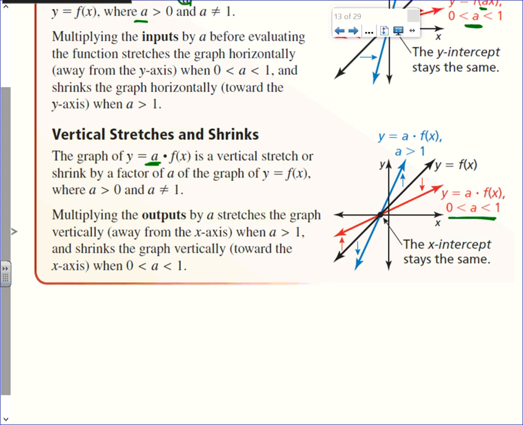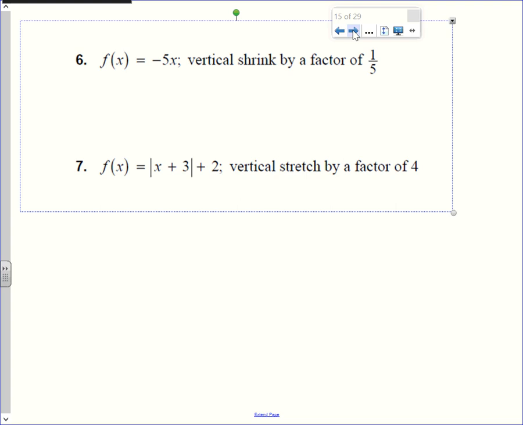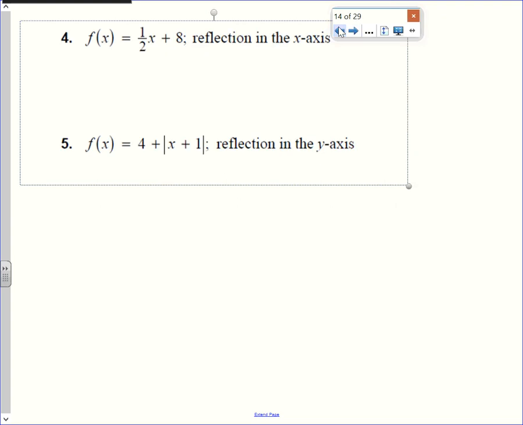Okay, so now, let's go ahead and look at the examples at the bottom of your note guide. Actually, we did 1, 2, and 3 already with previous examples, just not on this paper. So we're going to go to example 4. Just flip the page. We did 1, 2, and 3 about a week ago when I introduced this section. So f of x equals 1/2 x plus 8.